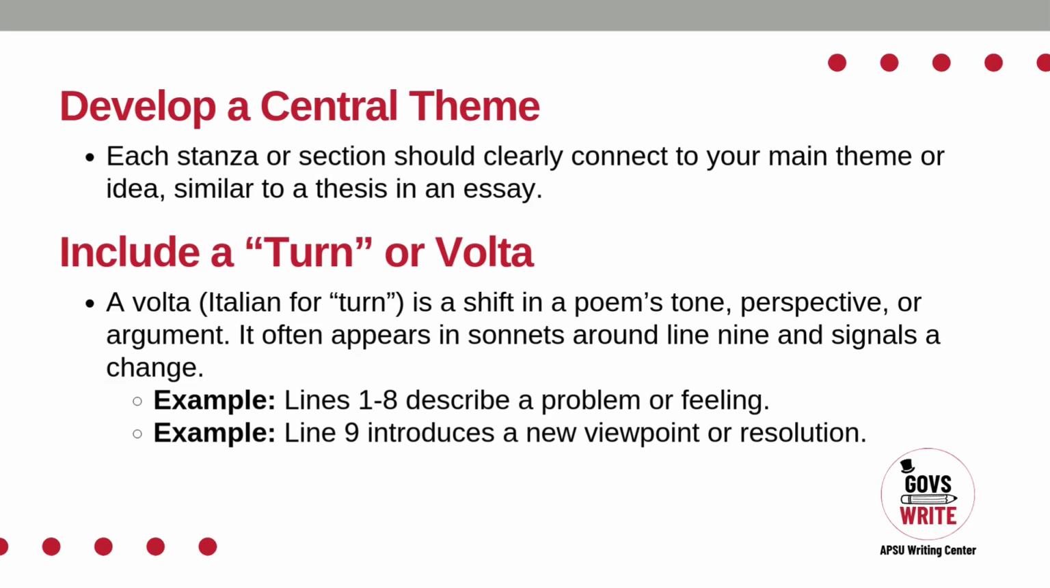Next, include a turn or volta. A volta is a shift in a poem's tone, perspective, or argument. It often appears in sonnets, around line 9, and signals a change. For example, lines 1 through 8 will describe a problem or feeling, and line 9 will introduce a new viewpoint or resolution.